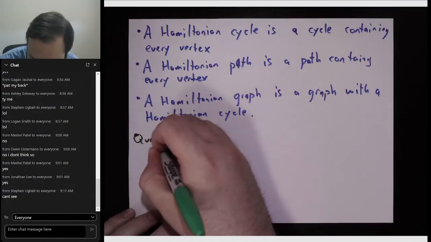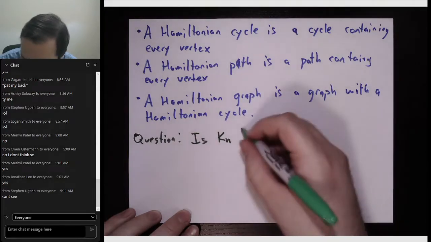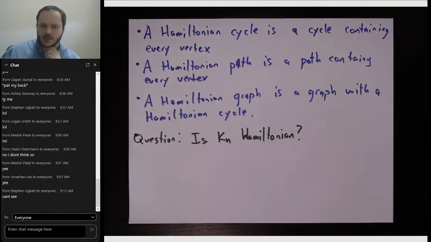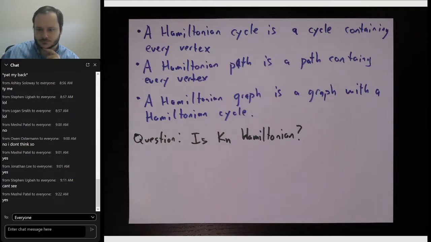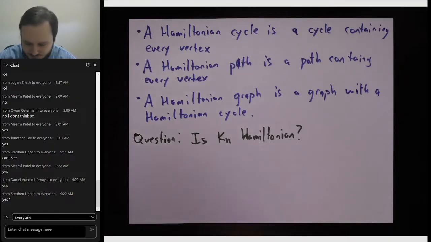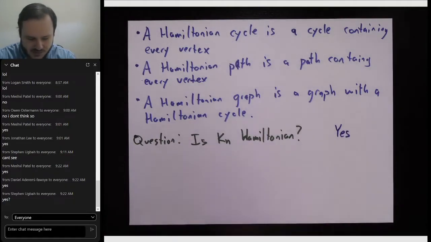The question is, is a complete graph Hamiltonian? Can I find a cycle that goes through all of the vertices of a complete graph? Yes, yes, yes, question mark. Good. This is a little bit of a trick question. The answer is almost yes. So I'll say yes, and then I'll put an almost out in front.